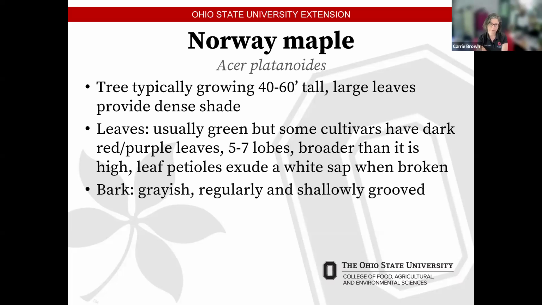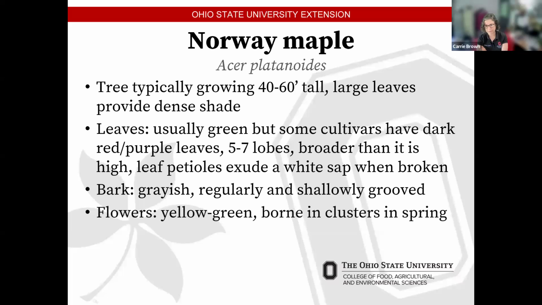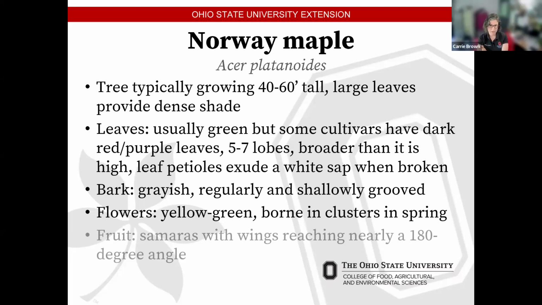The bark is grayish, regularly and shallowly grooved, and the flowers are green-yellow. For a maple, they're quite showy. So in the spring, I think that these flowers really do stand out when a lot of other things are still dormant. And of course, they will produce winged fruit called samaras, as other maples do.